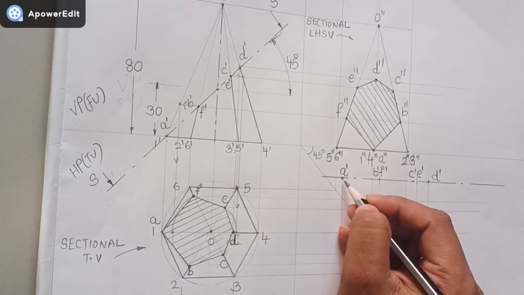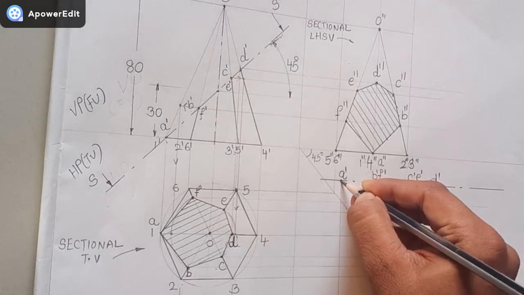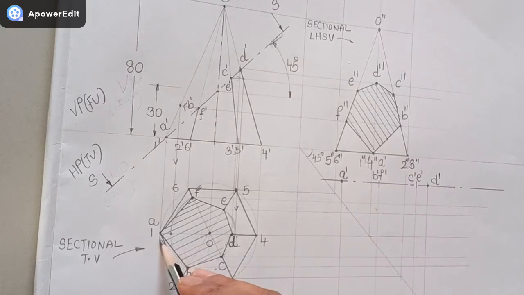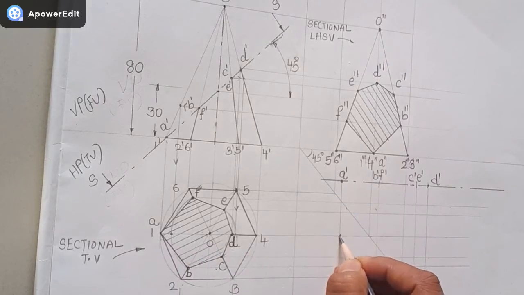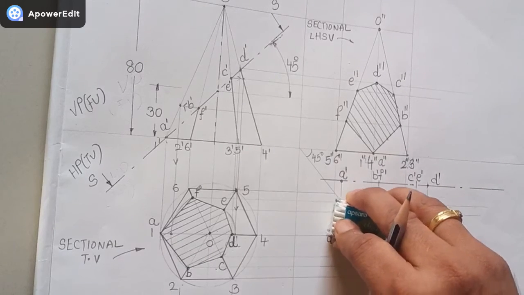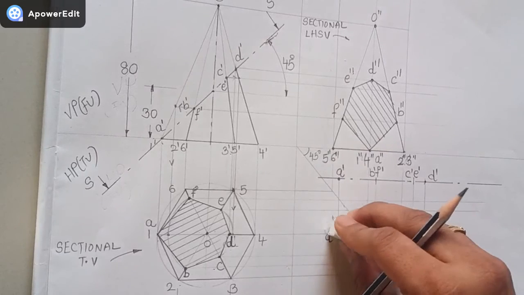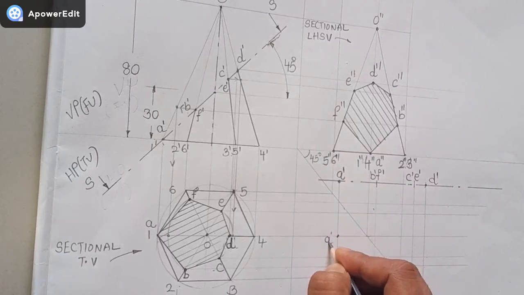Listen to this step very carefully. I'll start plotting the point from A dash. See, the line from A dash is going down. Here the A dash point is coming from here. So I'll mark the point A dash over here. But since it is a sectional true shape, I can directly write it as A. I'll write A. I've got it.